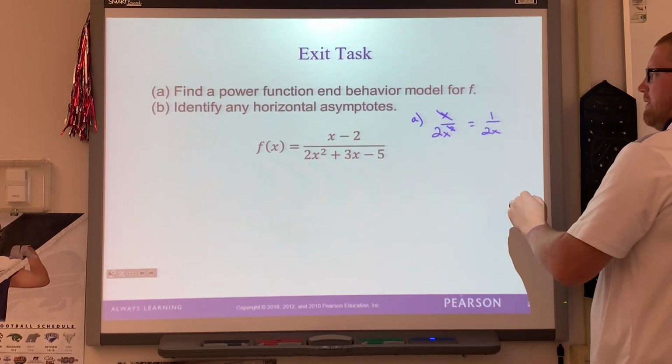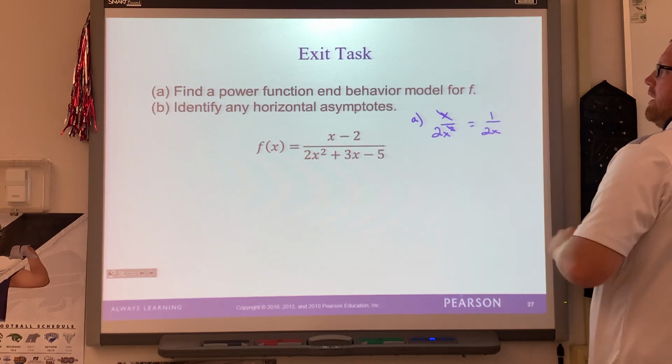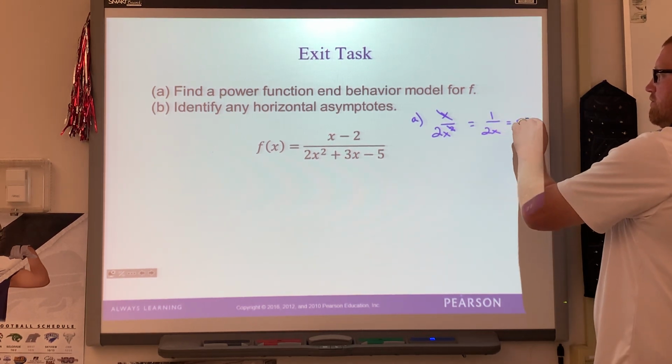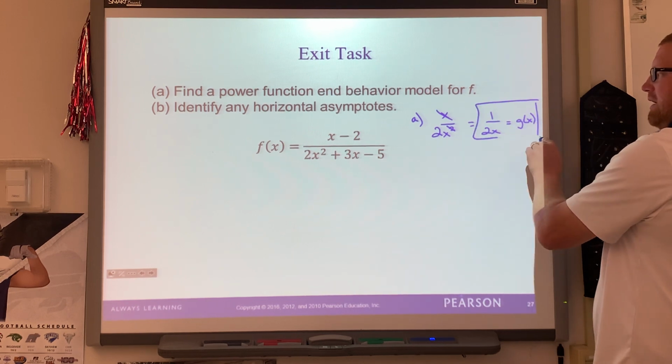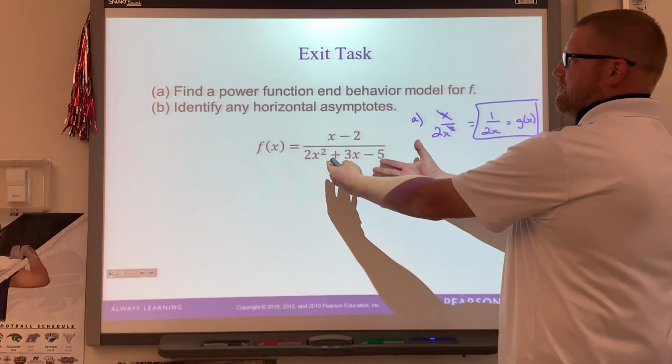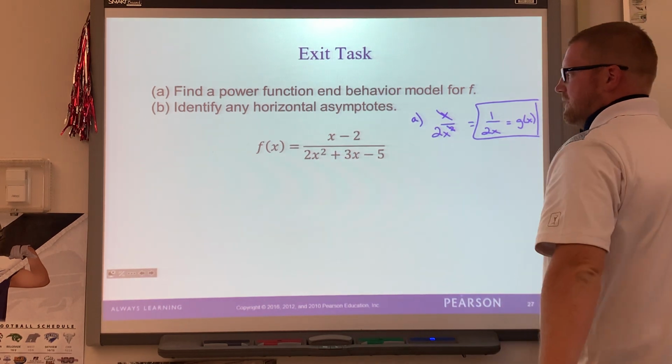And that right there would be a power function end behavior model for the function. So we could call this g of x or something, and that would be a function that has an end behavior representation that this one has as well, okay?